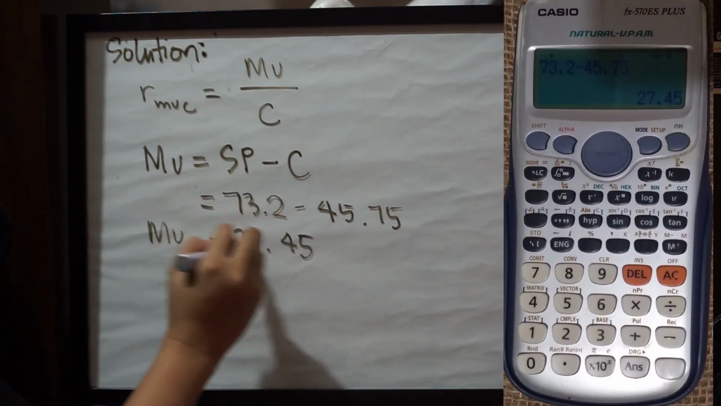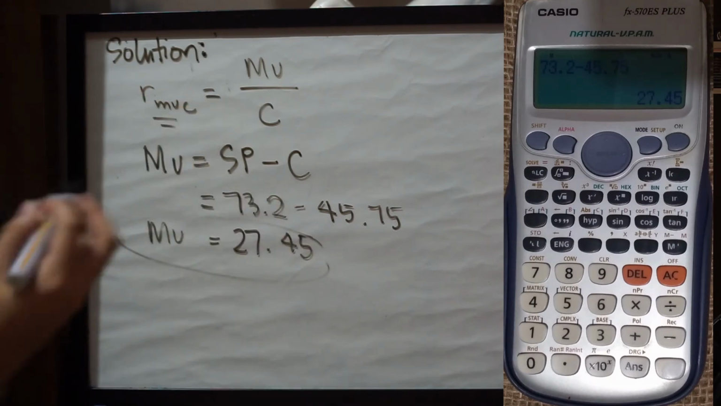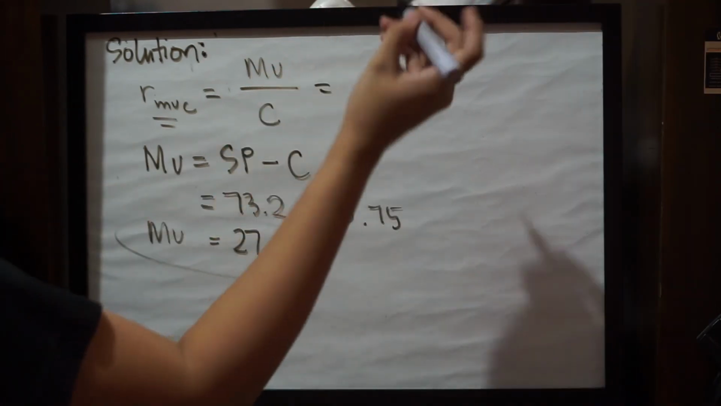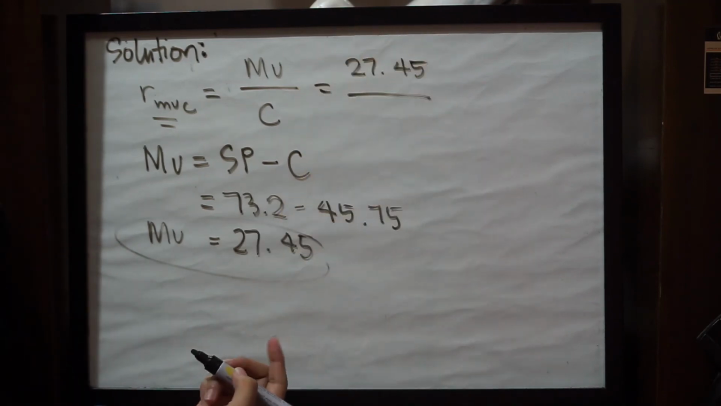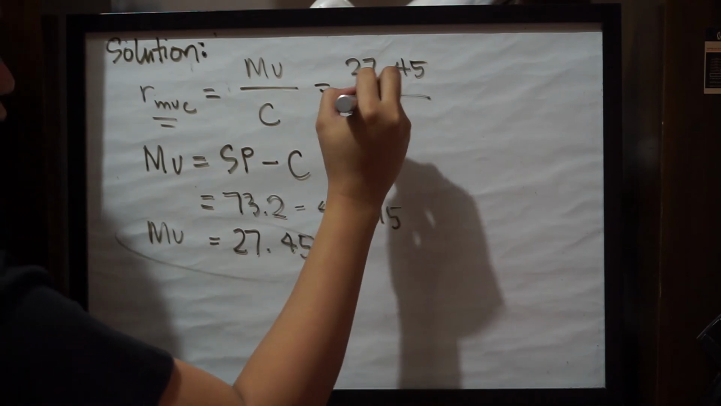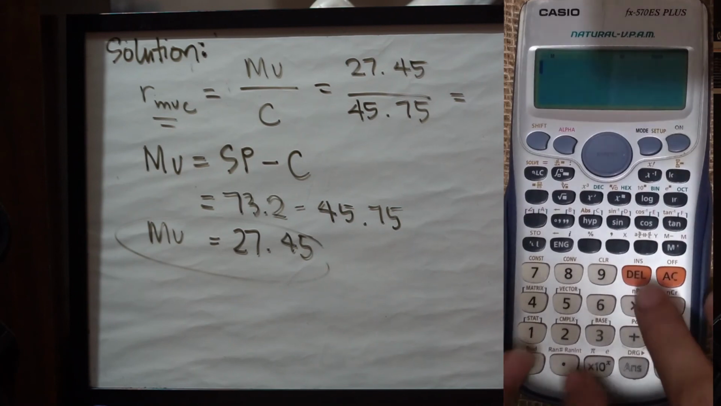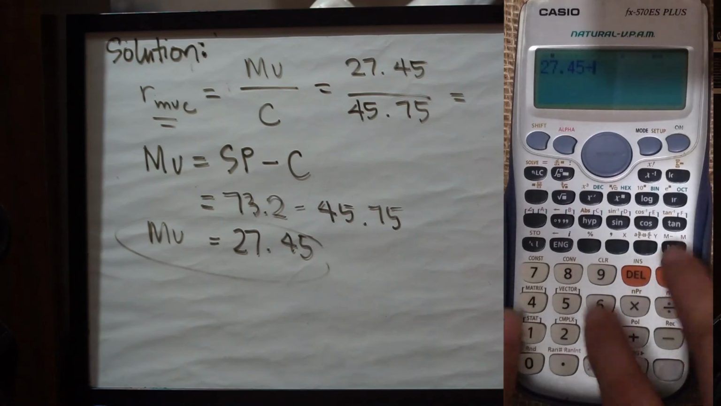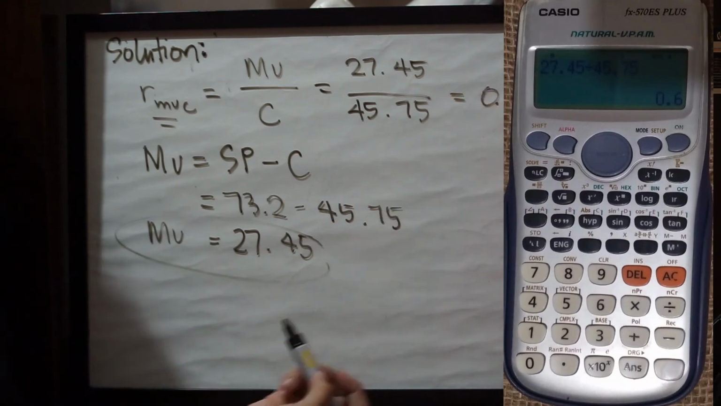So, may value na tayo for markup. We can now solve for the rate of markup based on cost. So, next, we substitute the values: our markup is 27.45 over cost equal to 45.75. Using your calculator, 27.45 divided by 45.75, the answer will be 0.6. So, this is our final answer.